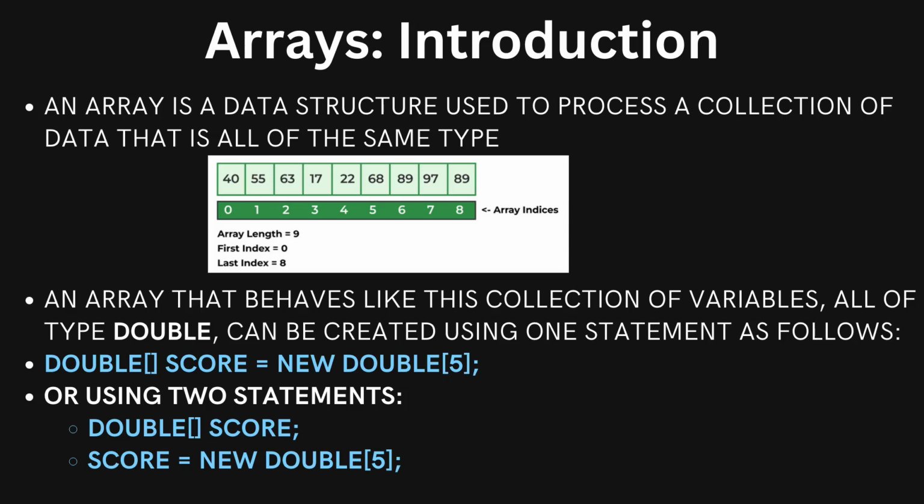But anyway, an array that behaves like this, a collection of variables all of type double, can be created using either one statement like this, double[] score = new double[5], or using two statements, double[] score, and then score = new double[5].